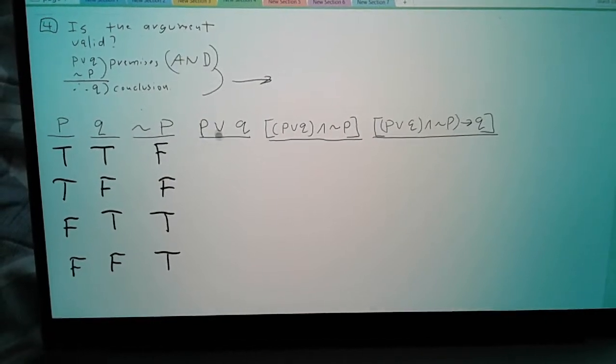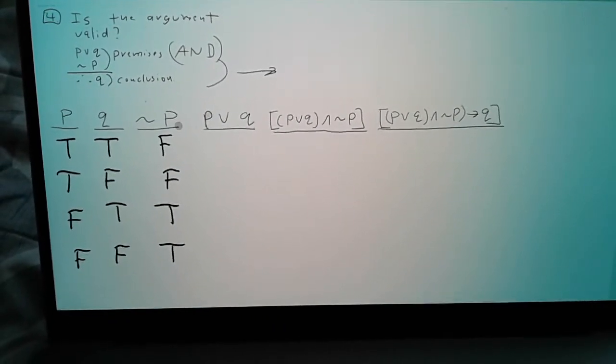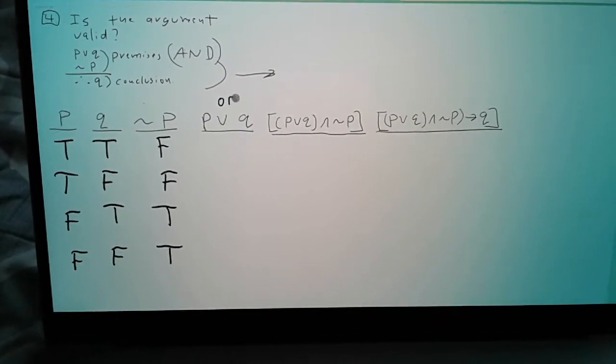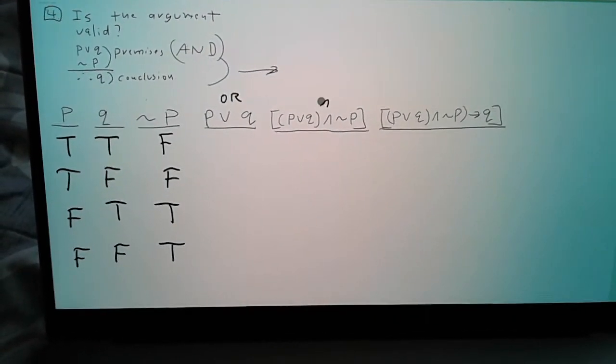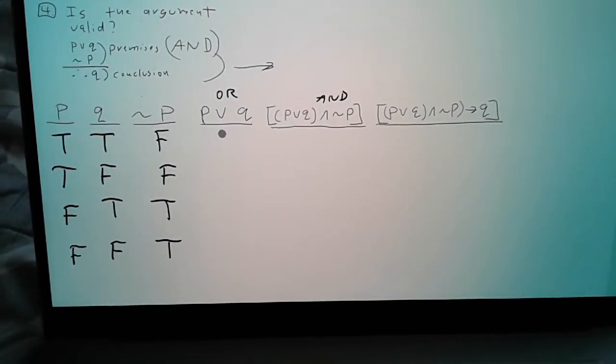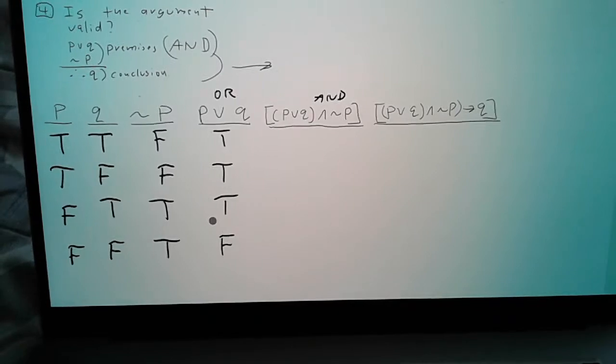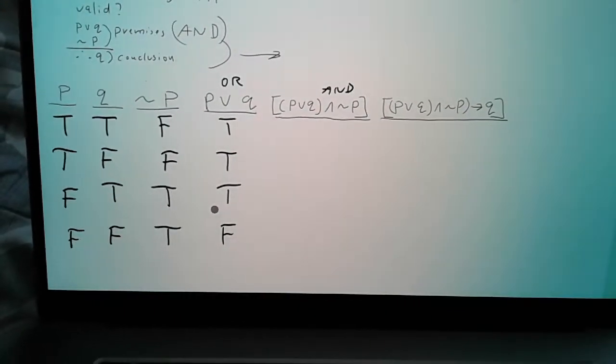Okay, so then we want to find the OR. OR means that at least one of them has to be true. So this is an OR, and this is like an AND. So true or true is true. True or false is true. False or true is true. False or false is false.